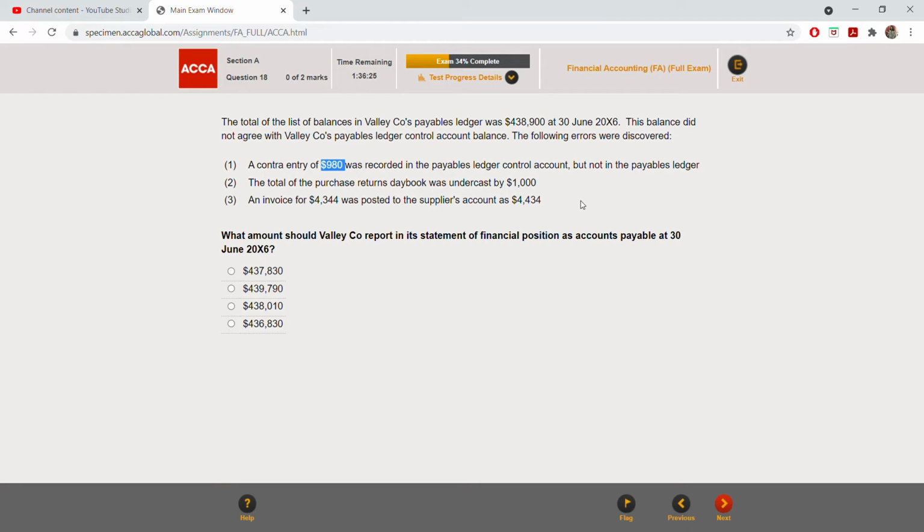So what do you have to do? There's a difference of 90, right? That needs to be deducted. So after it, what is the balance? 437,830.